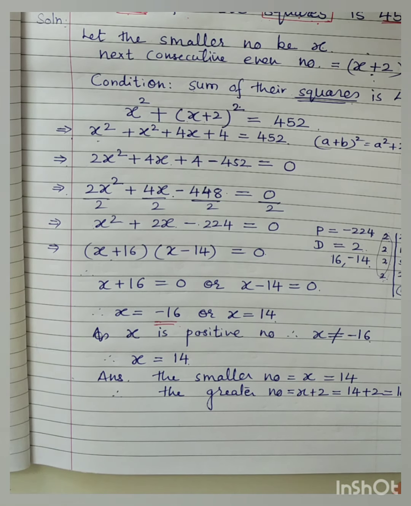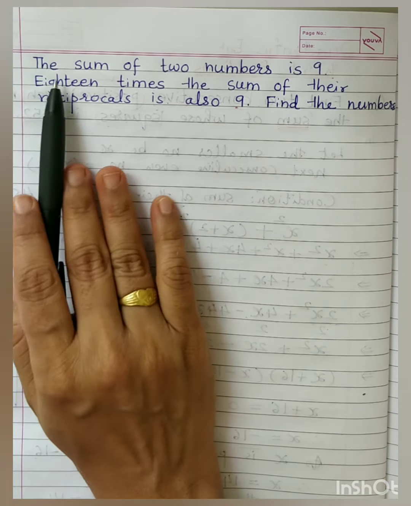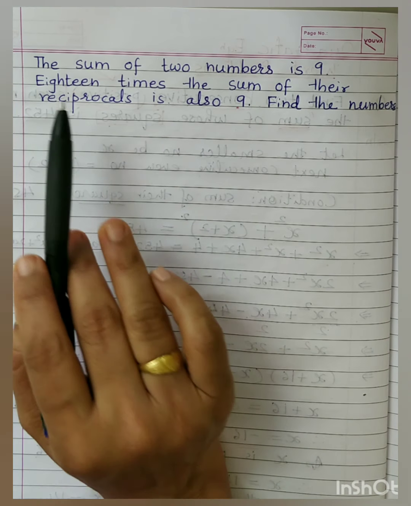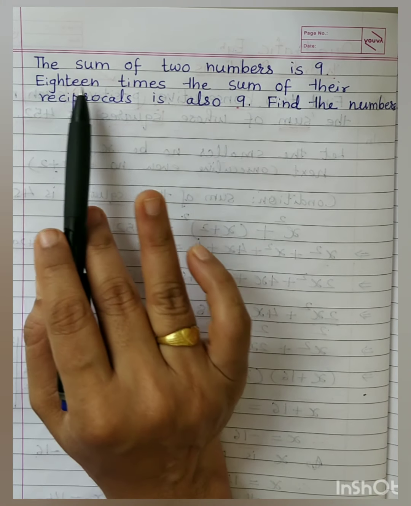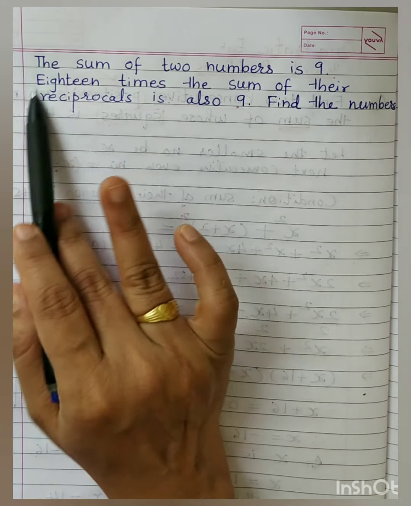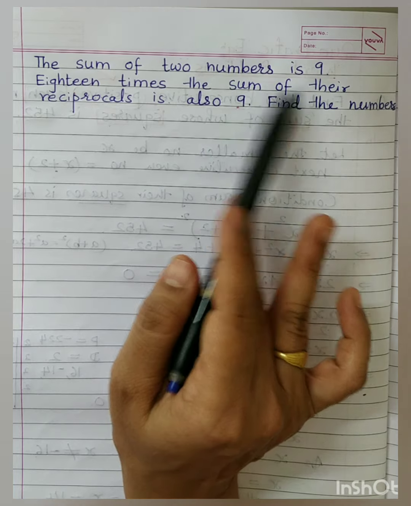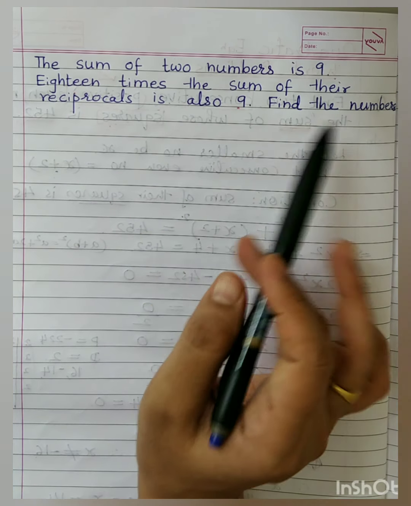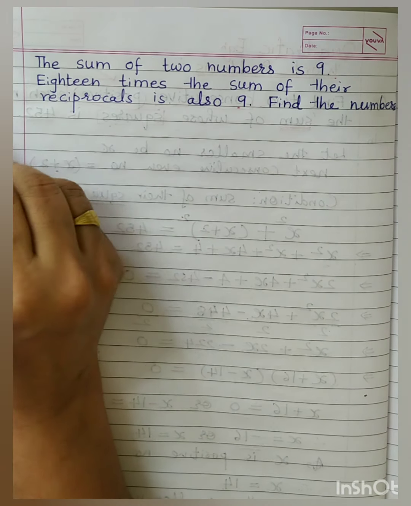Okay, let's see one more question. See the next question. The sum of two numbers is 9. Means we have got two numbers whose sum is 9. 18 times the sum of their reciprocals is also 9. Find the numbers. I think the question is clear to you.